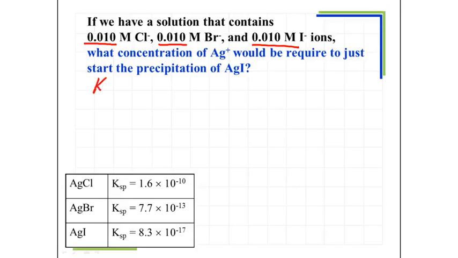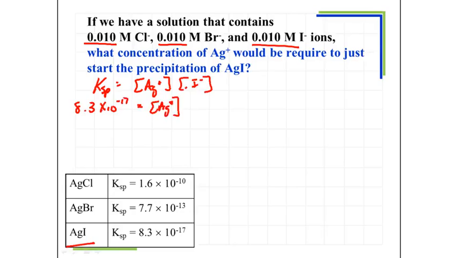So I'm going to use my Ksp value expression for the silver iodide. It's the silver concentration times the I minus concentration. I'm going to put in the Ksp for silver iodide. It's 8.3 times 10 to the minus 17. I am going to put in the iodide concentration that I have here, 0.010 molar. And that would give me a silver ion concentration equal to 8.3 times 10 to the minus 15.